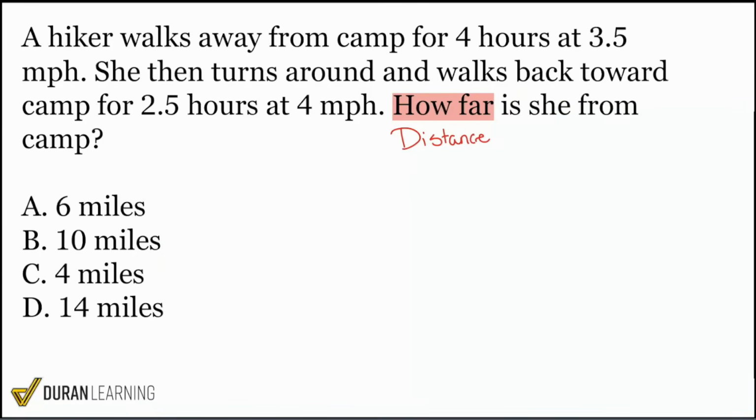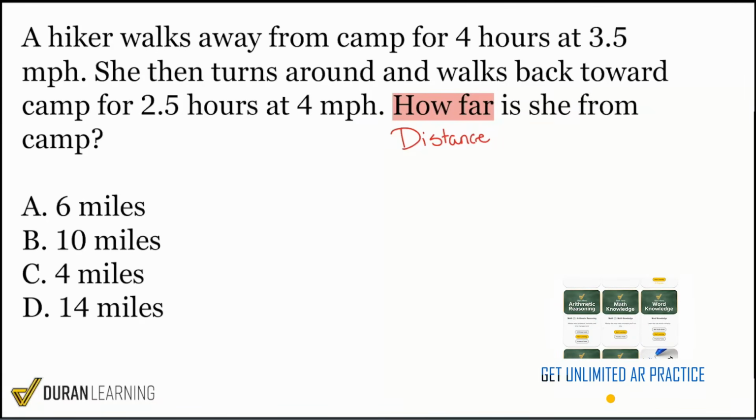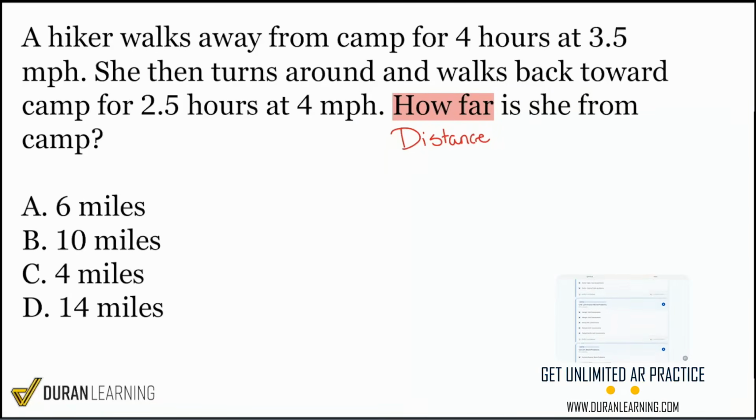Now, when we read, "How far is she from camp?" and then when we read the story elements, check this out, read it nice and carefully. It says here a hiker walks away from camp this much time, this speed. And then you see that there's another rate and time there. Is it possible to get confused here and maybe think that we're trying to find total distance? Oh yeah, it's absolutely possible to think that you have to add those distances. But that's not the case.